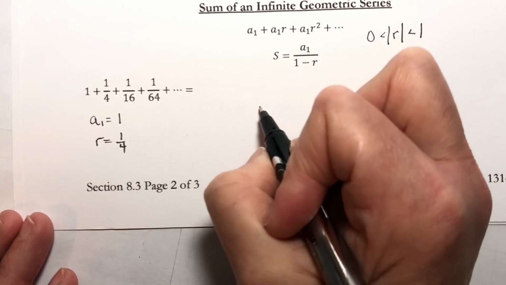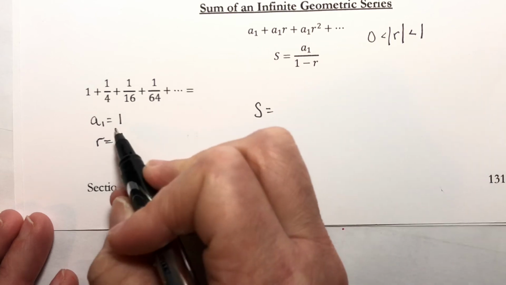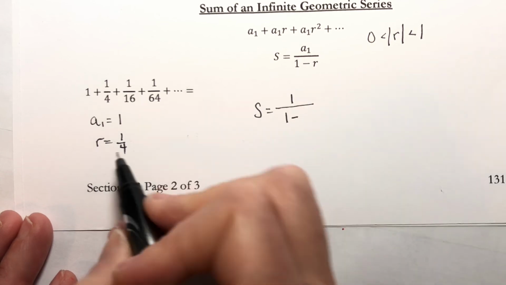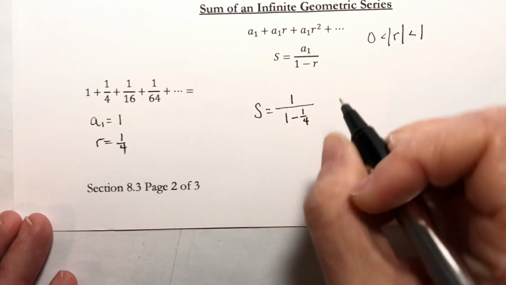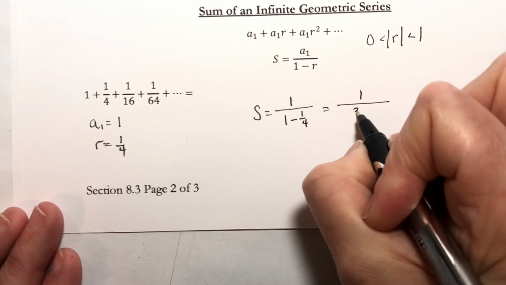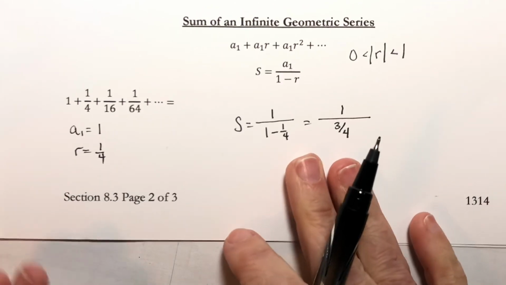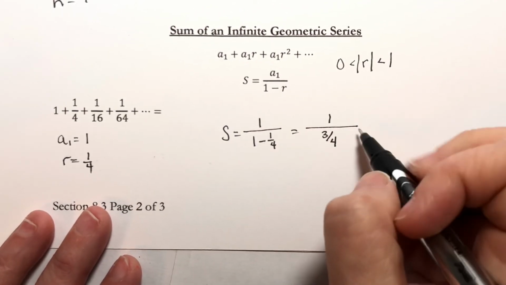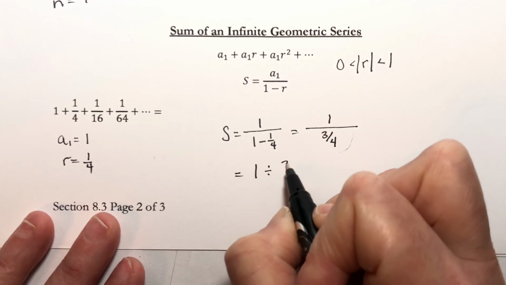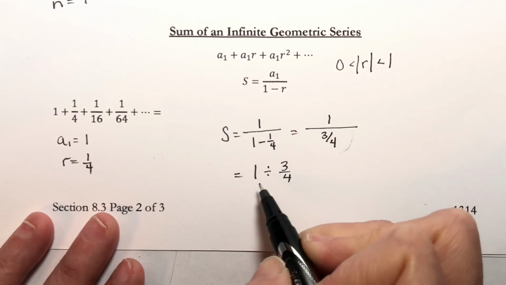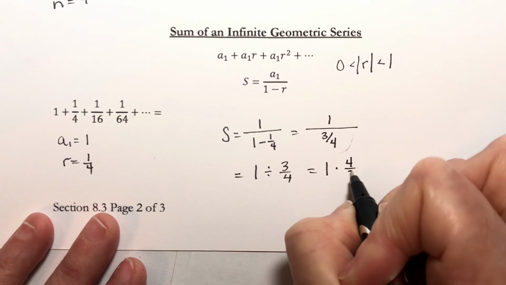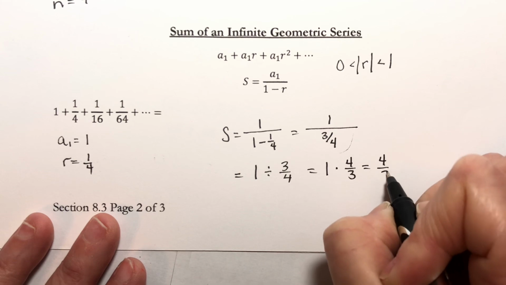So let's plug into our formula. The sum is equal to a1, which is 1, over 1 minus 1/4. Okay, this is 1 over 3/4, since 1 minus 1/4 is 3/4. Now, what does this mean? This is a complex fraction. What I'm going to do, this is equivalent to 1 divided by 3/4. A fraction bar is a division. Now keep it, change it, flip it. This is 1 times 4/3, which is 4/3.